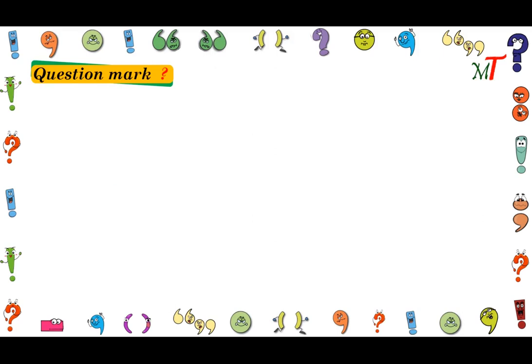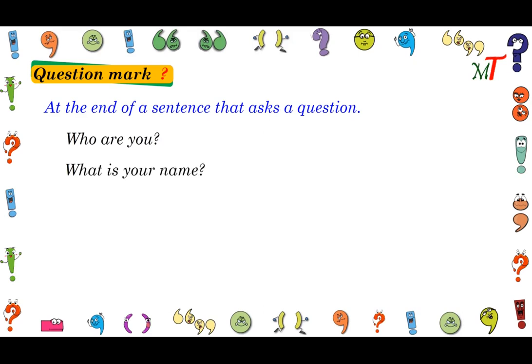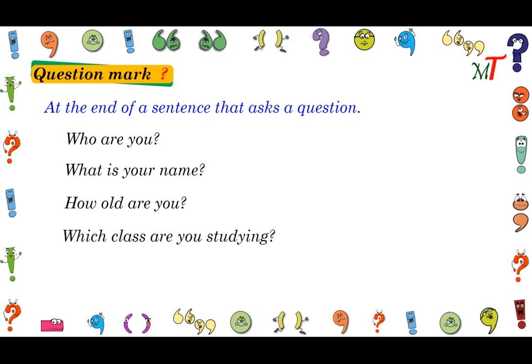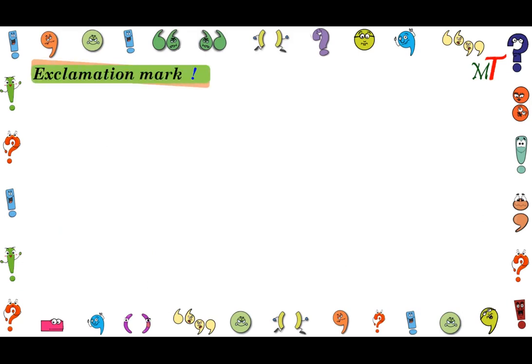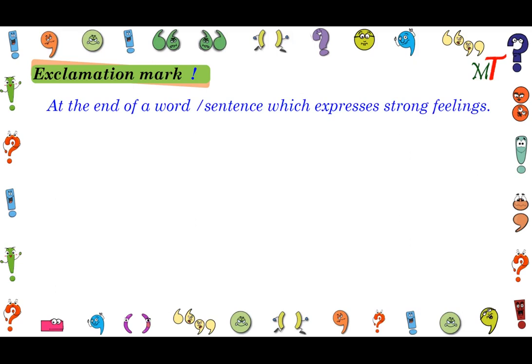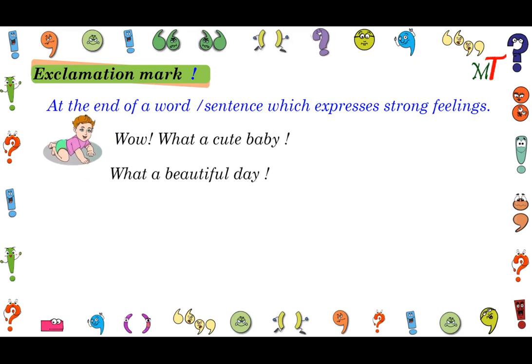Next one, question mark. At the end of a sentence that asks a question, that means an interrogative sentence, we use a question mark. Who are you? What is your name? How old are you? Which class are you studying? All interrogative sentences end with a question mark. Exclamation mark. At the end of a word or sentence which expresses strong feelings, we can use an exclamation mark. For example, wow, what a cute baby! What a beautiful day! Oh my God! In all these sentences, we express feelings, so we put an exclamation mark.